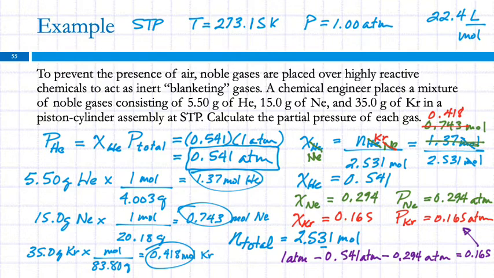If we're given the partial pressure of neon, for example, and we're given the total pressure, we just divide the partial pressure by the total pressure in order to get the mole fraction. Right. Yep.